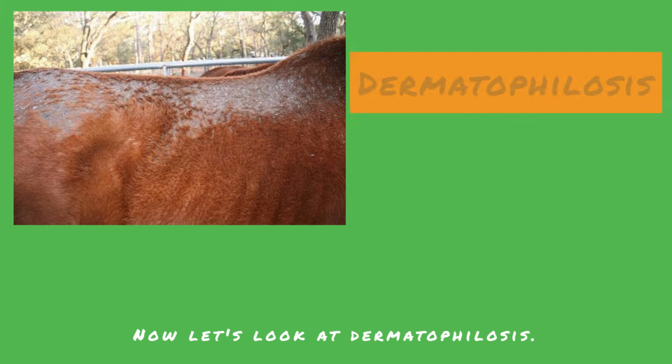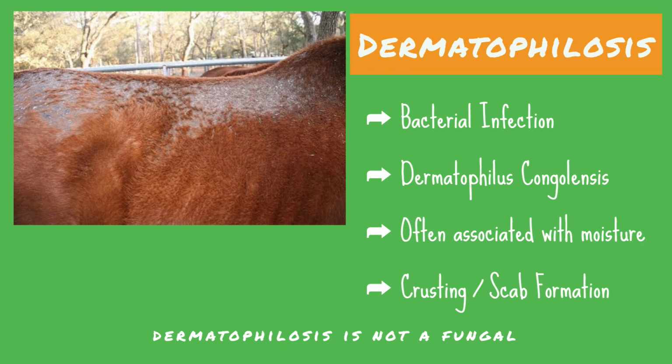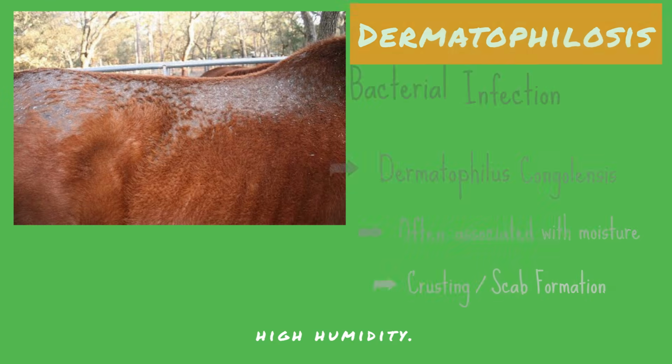Now, let's look at dermatophilosis. Despite the very similar name, dermatophilosis is not a fungal infection. It is caused by a bacterium called Dermatophilus congolensis. This organism can affect a variety of animals, but it is particularly important in livestock. It tends to invade the superficial skin and can produce characteristic crusting and scab formation. Conditions that keep the skin wet can increase the risk of disease. This is why dermatophilosis is sometimes associated with prolonged wet weather or high humidity.